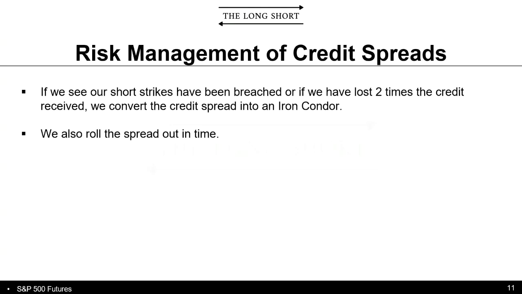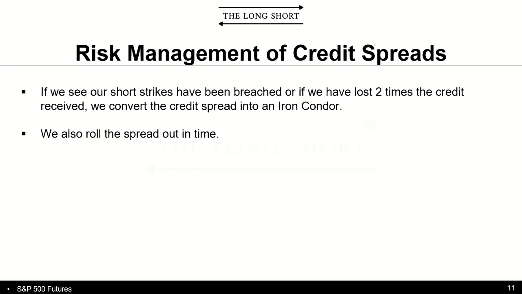Spreads. Now, what happens if our short strike is breached, or what happens when the underlying actually moves against us? Sometimes, it all depends on volatility, where the market is, and how far it has moved from us. We will convert our credit spread into an iron condor, or we will roll the spread in time, meaning we will take it out from the current month and into the next month, or whichever month has enough open interest and volume. And I'll show you how we do that.